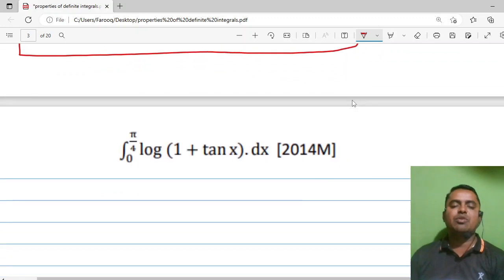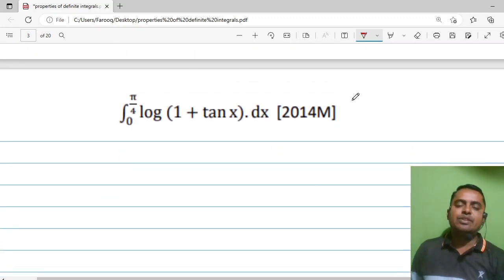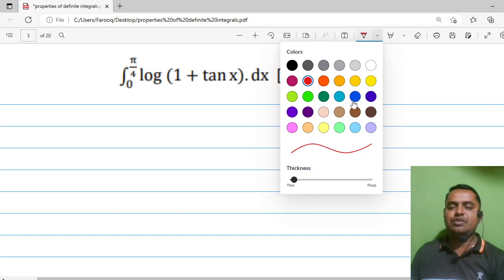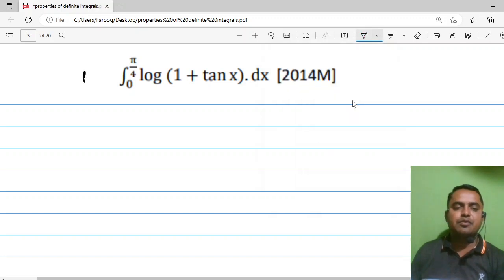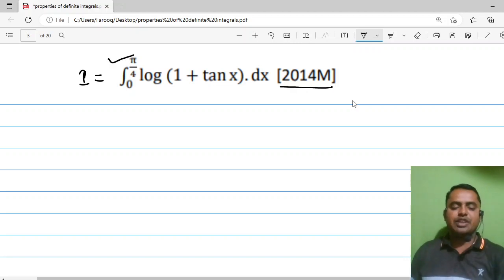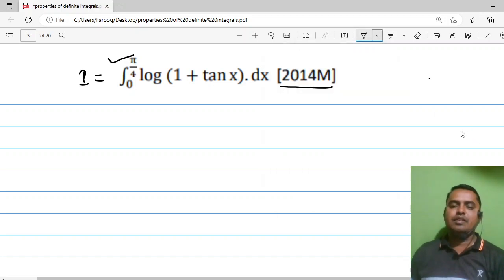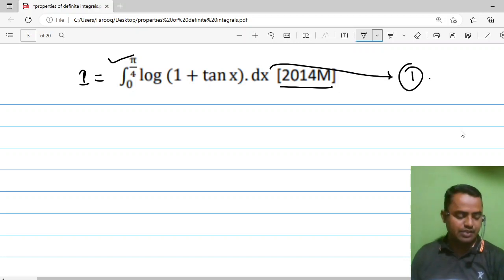So let us solve the problems one by one. First, this property and this problem. It is a very important problem. Dear students, first take I is equal to all this. This problem has been asked in March 2014. So call this equation 1.